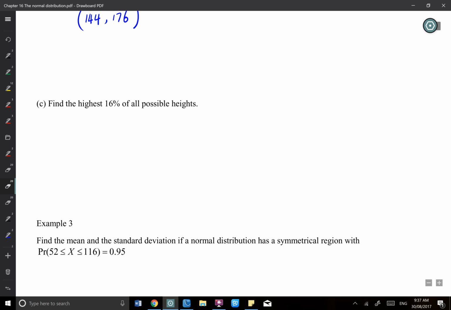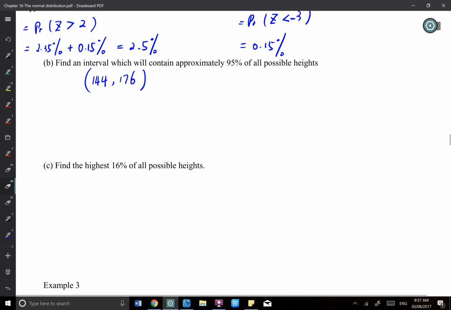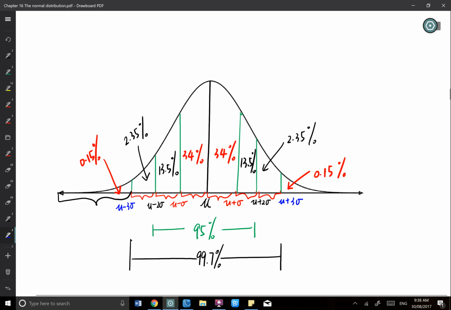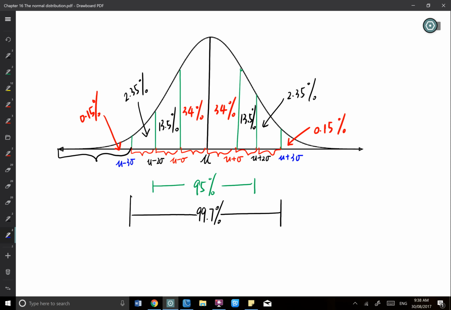Alright, last lesson we finished at exercise 2C, and let's have a look at the last part of this exercise. It is asking for 60% of all the possible height. Height is 16% of the possible height. Well, let's go back to this diagram we sketched. You know, the larger the number, the more towards the right hand side it will be.